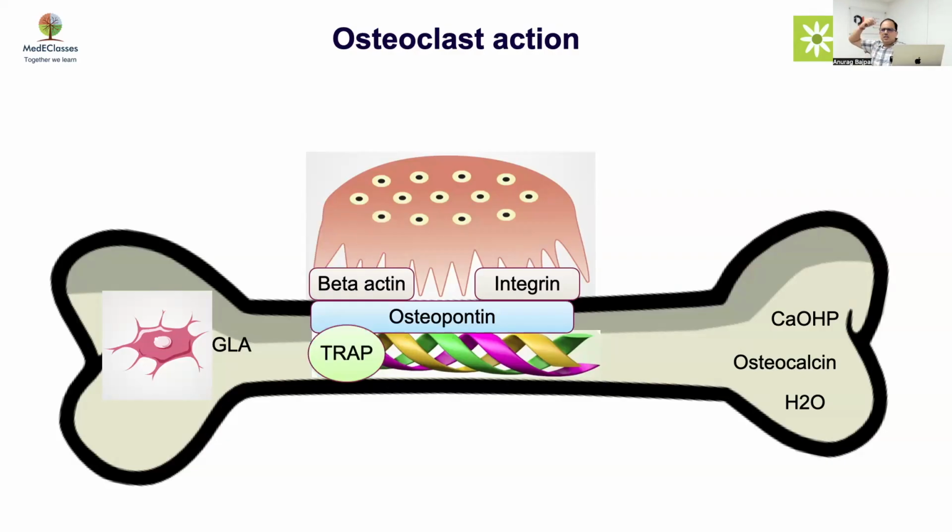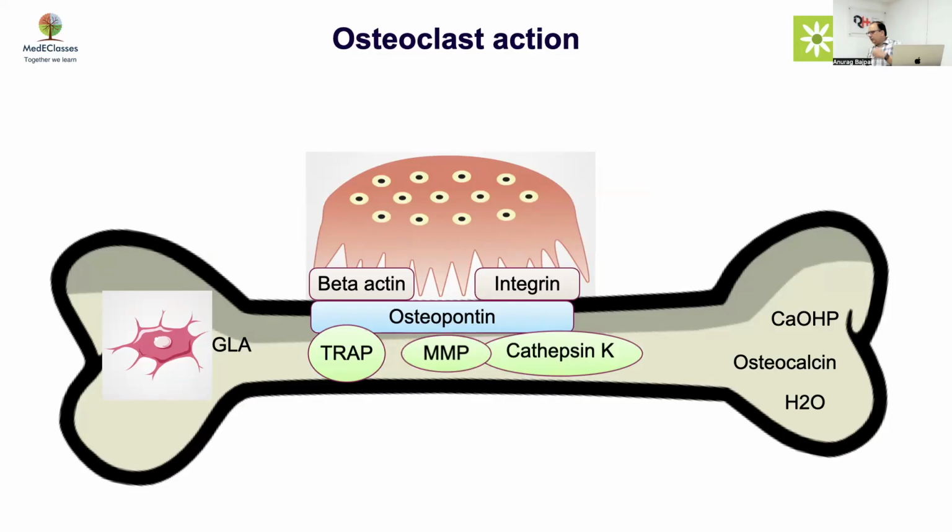So they will release TRAP, which is a tartrate resistant acid phosphatase, which is going to start breaking up, or let's say dissolving, the bone. They also produce very important chemicals like cathepsin K and matrix metalloprotease, which are going to devolve different parts of the bone. And if these are defective, what is going to happen?